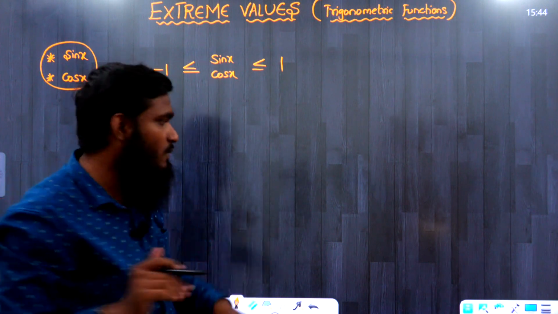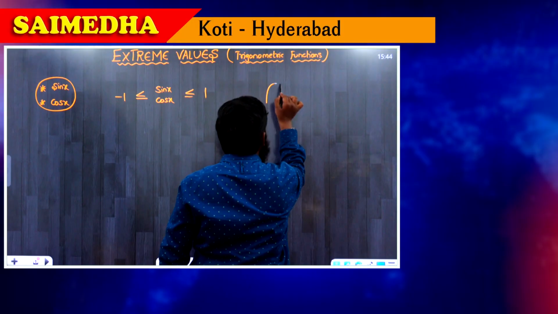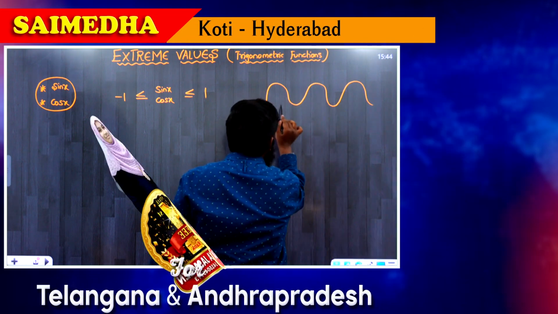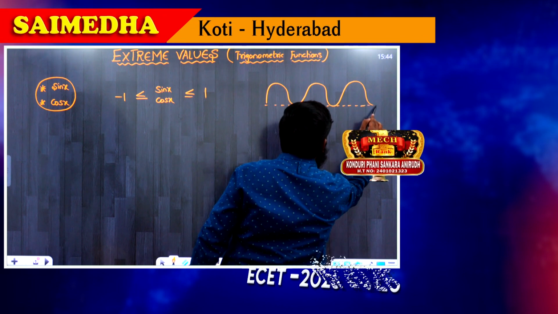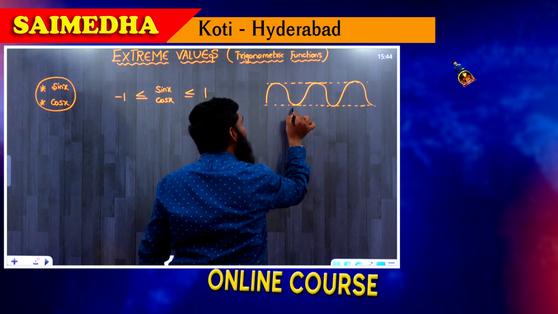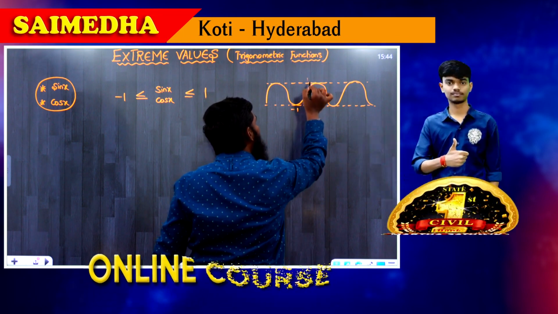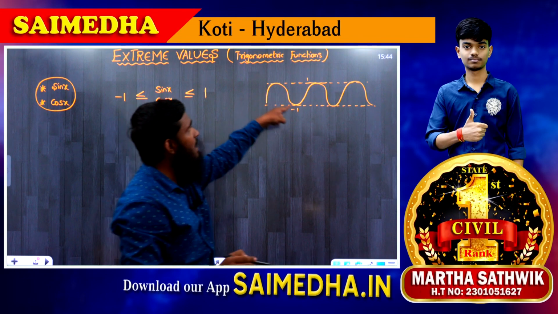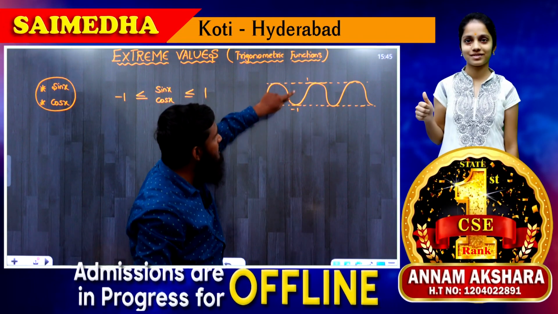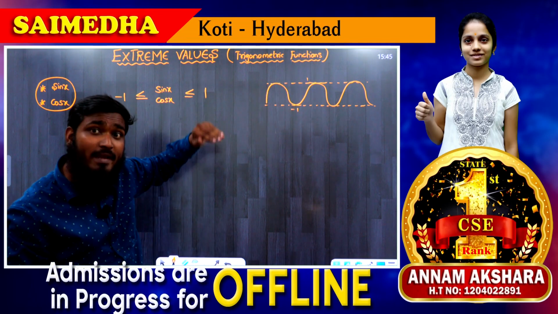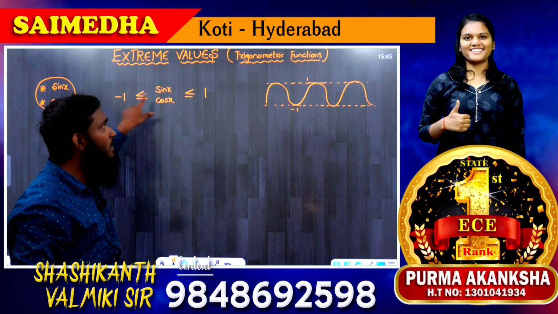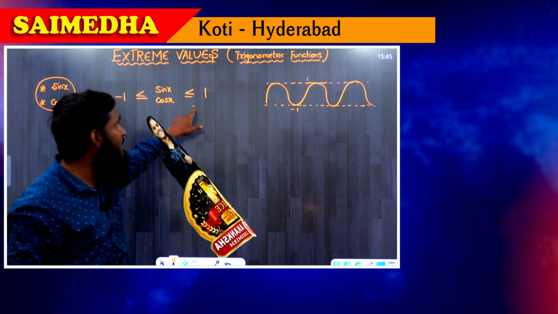How we decide this: if you know the graph of sine and cos, suppose you take this line and this line over here, this line will be -1 and this line will be +1. So whatever the graph of sin x and cos x we get, it will be between -1 and +1 only. So the minimum value is -1 and the maximum value is +1.